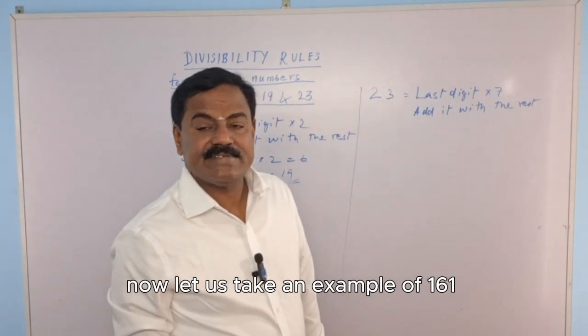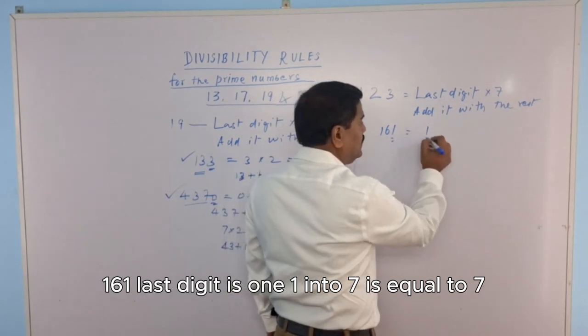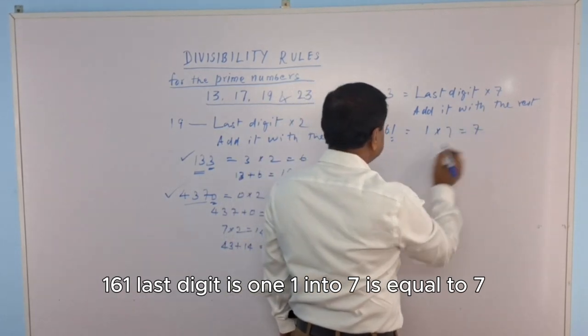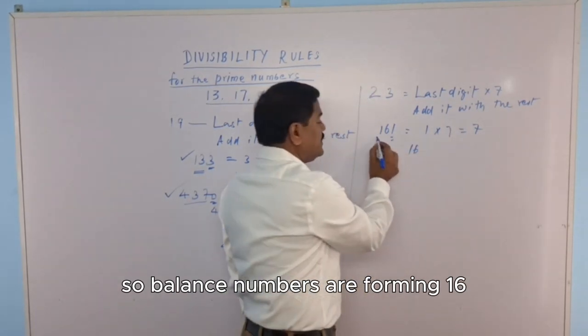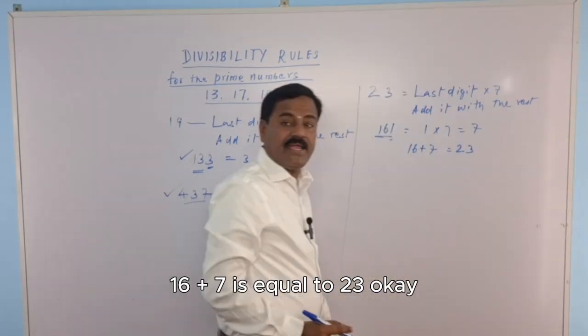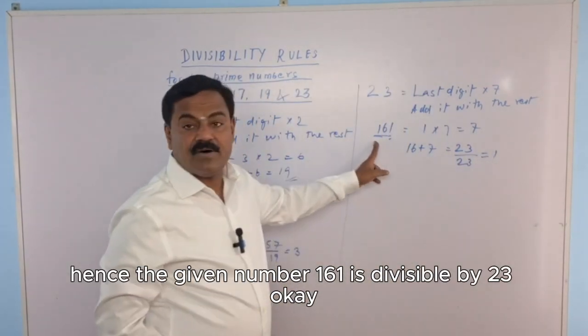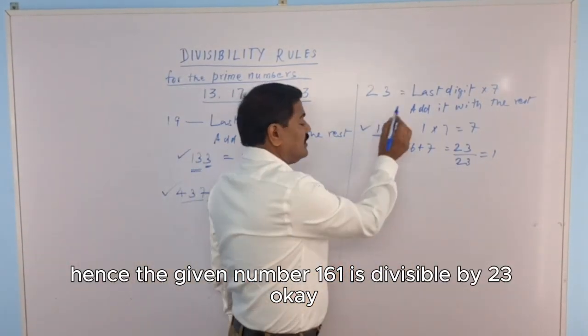Now let us take an example of 161. 161, last digit is 1. 1 into 7 is equal to 7. So balance numbers are forming 16. 16 plus 7 is equal to 23. Okay, see, 23 is divisible by 23. Hence the given number 161 is divisible by 23.